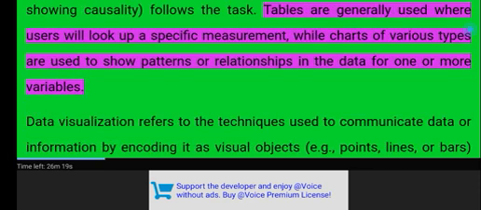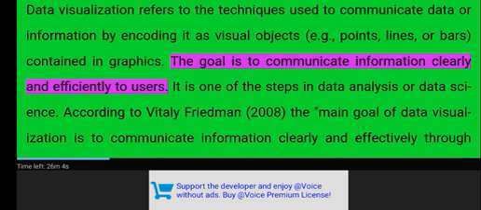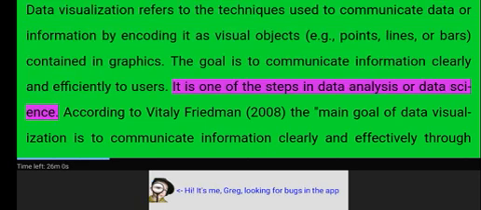Tables are generally used where users will look up a specific measurement, while charts of various types are used to show patterns or relationships in the data for one or more variables. Data visualization refers to the techniques used to communicate data or information by encoding it as visual objects, e.g., points, lines, or bars contained in graphics. The goal is to communicate information clearly and efficiently to users. It is one of the steps in data analysis or data science.